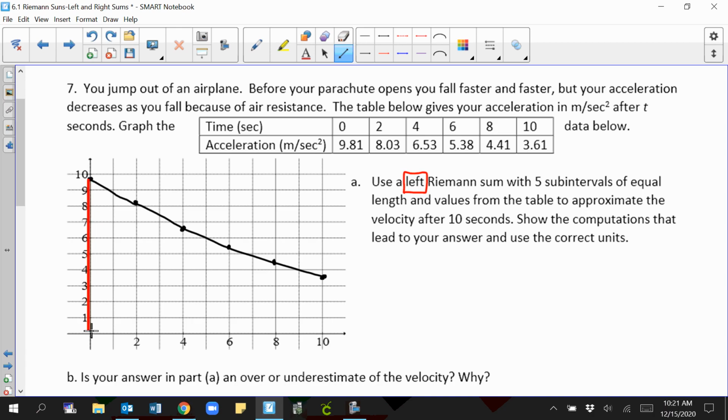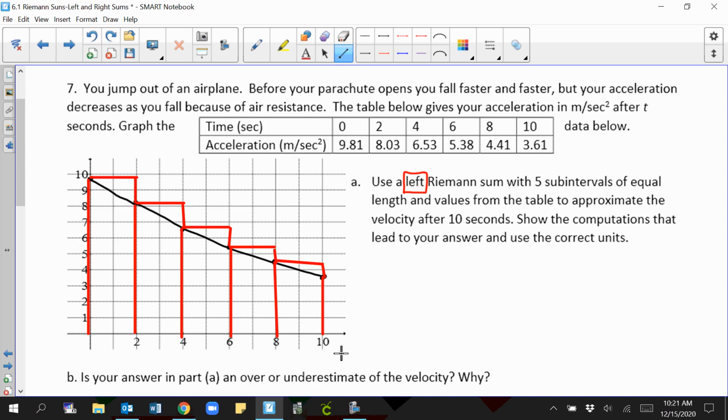So if we're looking at 5 subintervals, let's go by 2s. 2, 4, 6, 8, and 10 gives us 1, 2, 3, 4, 5. And we're using left Riemann sums, so we're using these numbers that are going to make our rectangle go over our curve. So these are the rectangles that we're looking at here.